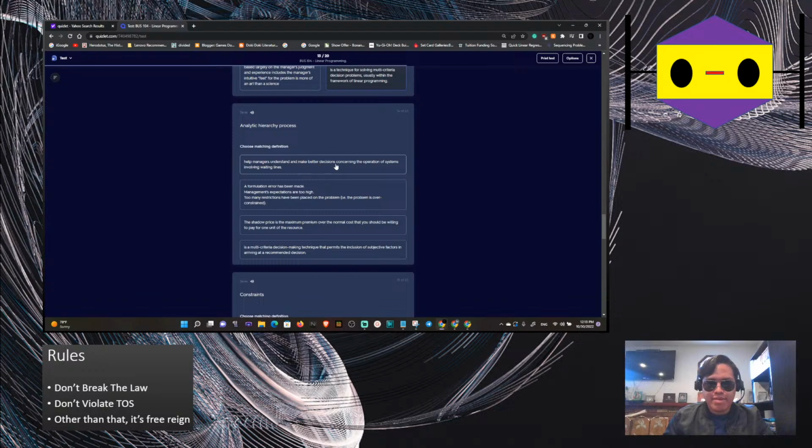Help managers understand and make better decisions concerning the operations of systems involving waiting lines. Formulation error has been made. Management expectations are too high. Too many restrictions. Shelf prices maximum premium over normal, and then criteria that permits inclusion of subjective factors arriving at. I'll go with D. D.